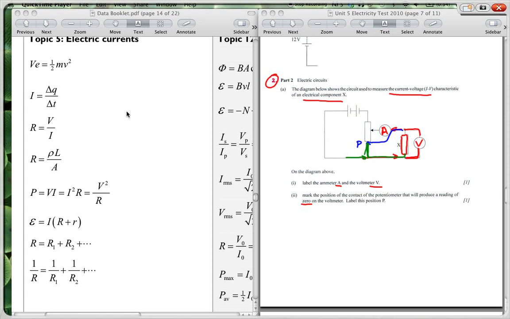So at this point over here, if you've got the dial of the potentiometer there, this is when you're going to get maximum current. So that would be maximum current. This point P will be minimum current.